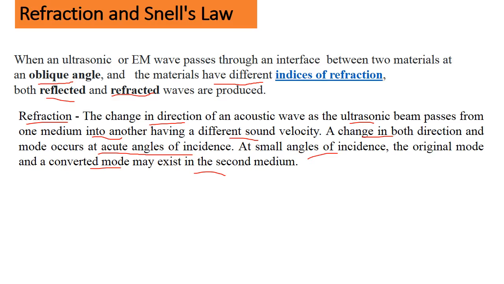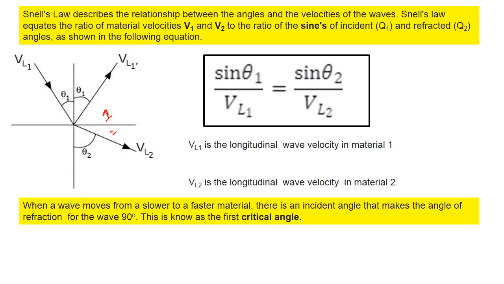Snell's law describes the relation between the angles and the velocity of the wave. Snell's law equates the ratio of material velocities v1 and v2 to the ratio of the sines of the incident and refracted angles, as shown in the following figure. VL1 is the incident ray, VL1 dash is the reflected ray, and VL2 is the refracted ray. Both VL1 and VL1 dash are traveling in medium 1, and VL2 is traveling in medium 2. Theta 1 is the incident and reflected angle. Theta 2 is the refracted angle. When a wave moves from a slower to a faster material, there is an incident angle that makes the angle of refraction for the wave 90 degrees. This is known as the critical angle.